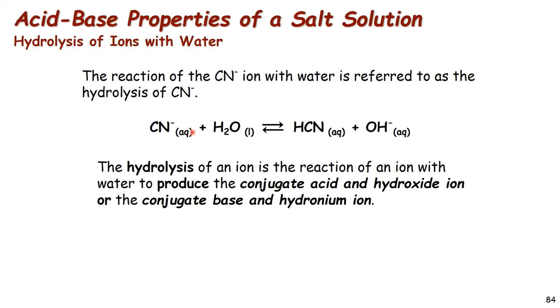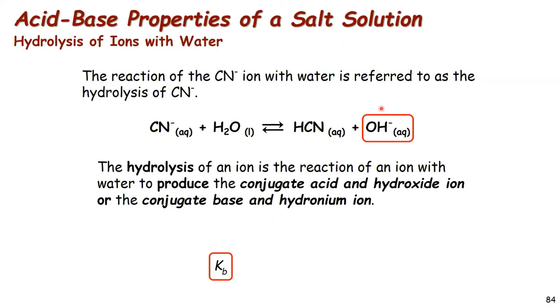So if this was the cation of a weak base, it would also hydrolyze. That's what this is saying right here. So the cation of a weak base would hydrolyze to form the conjugate base and the hydronium ion.